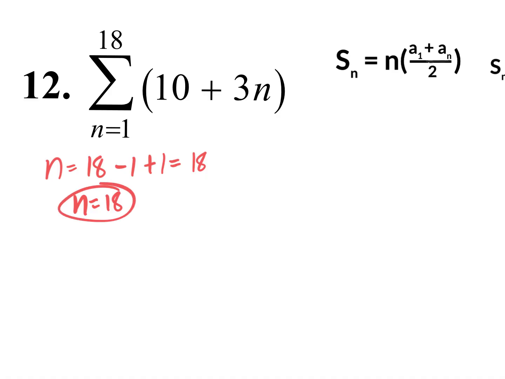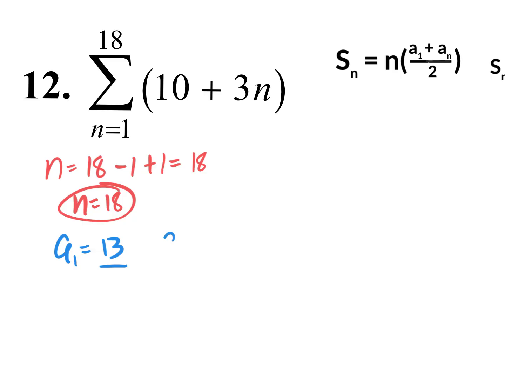That'll help you when you have another number than 1. So if you have a 5, it'd be 18 take away 5 plus 1. That'll tell you how many numbers are in your series, all right? How about that first number? We're going to plug in the number 1 into here to find our first number. So plug in a 1, that's 3 times 1, that's 3, and 3 plus 10 is 13. So a sub 1 equals 13. Your first number is 13, okay?